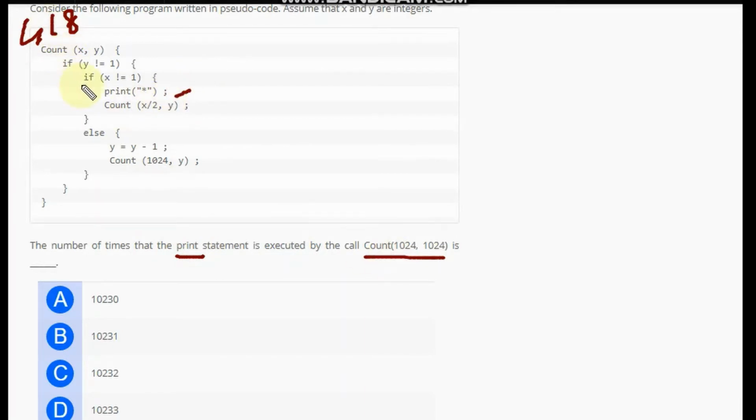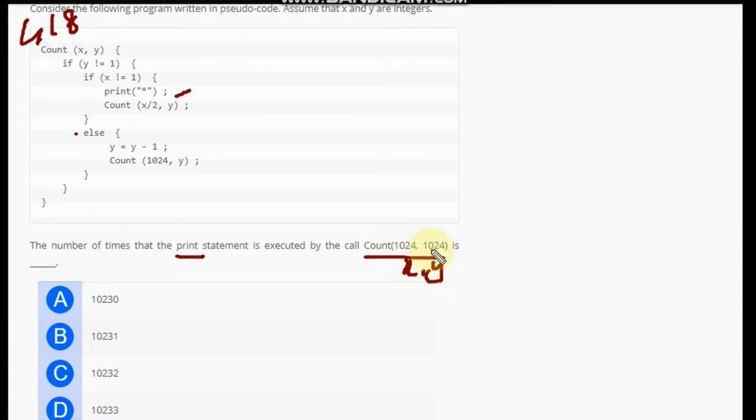Okay, what is happening in here, we are checking that if our y is equal to 1, then we will be coming out of this condition, and inside this, if this is true, then if x is equal to 1, then we will be coming out of this condition. Okay, and else will be executed in here. So this is the value of x and this is the value of y, and both are 1024.